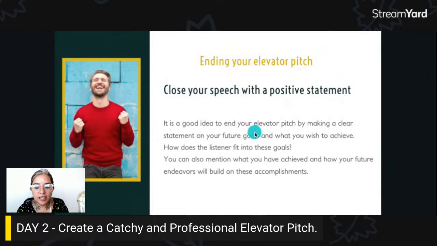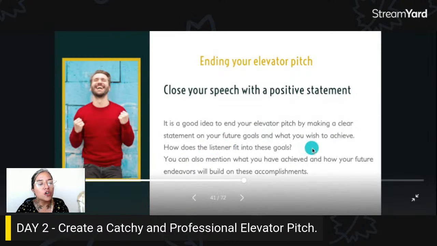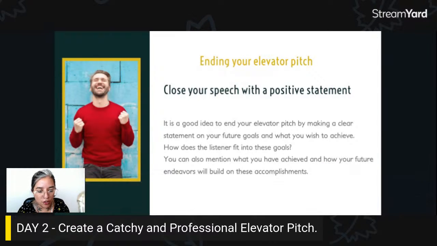It is a good idea to end your elevator by making a clear statement on your future goals, on what you wish to achieve. How does the listener fit into these goals? You can also mention what you have achieved and how your future endeavors will build on those accomplishments. Future, positive future, you know?